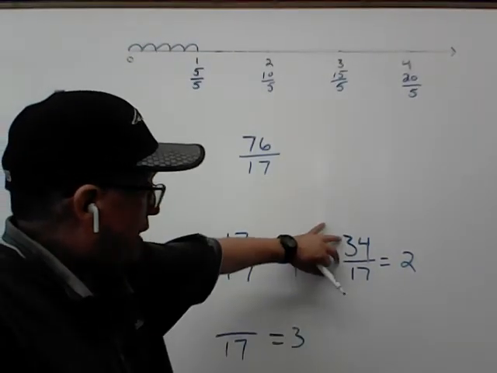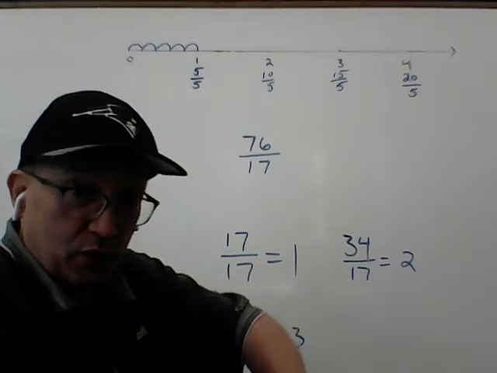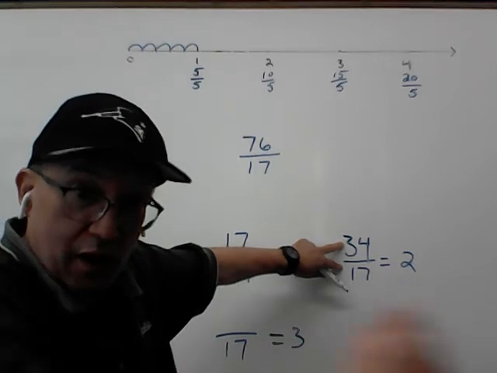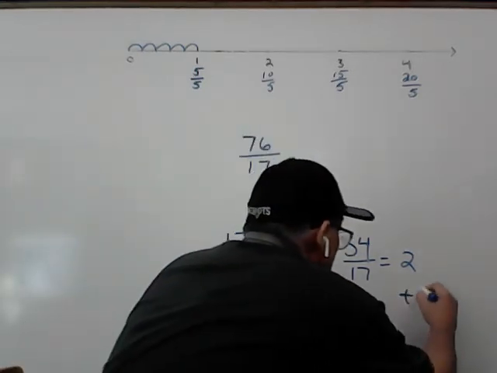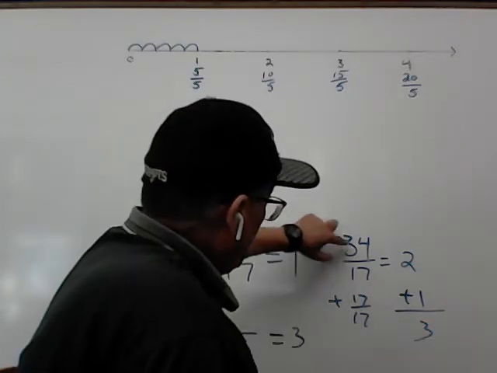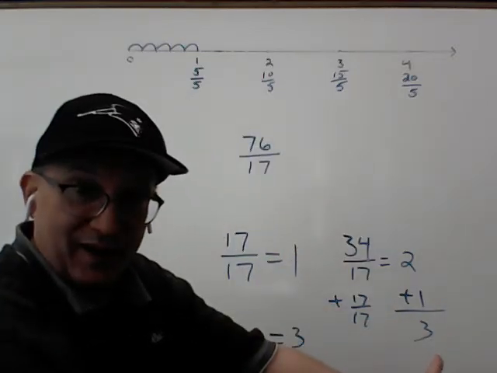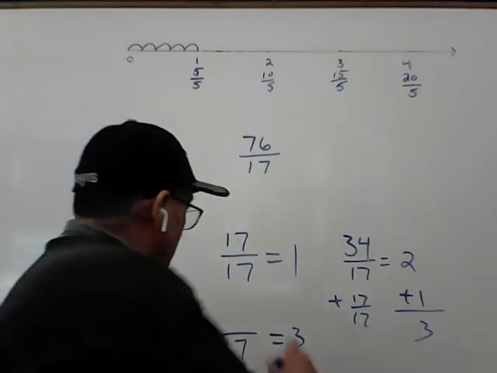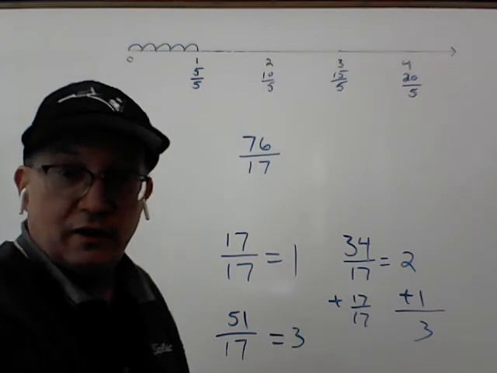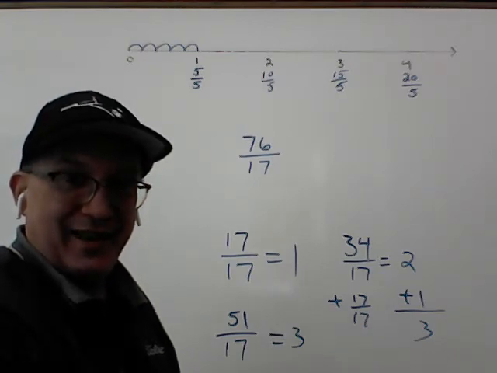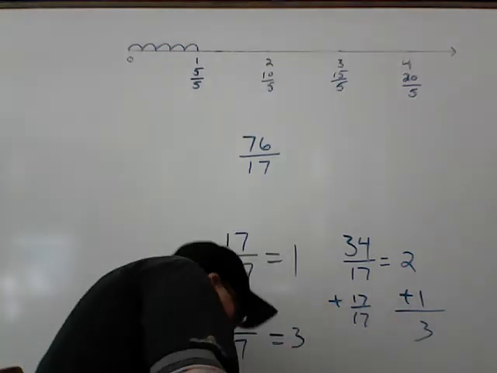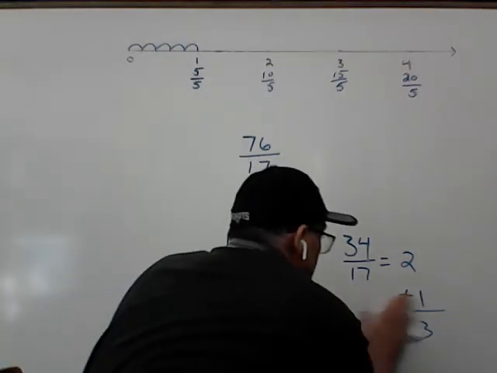Or you could just go back here. 2 plus 1 is 3. So if we add 17 17ths here, another 1, plus 17 17ths, we get to 3. And 34 plus 17 is 51, which is 3 times 17. So the whole number 3 is 51 17ths. And we only have to do this one more time. How many 17ths is 4?